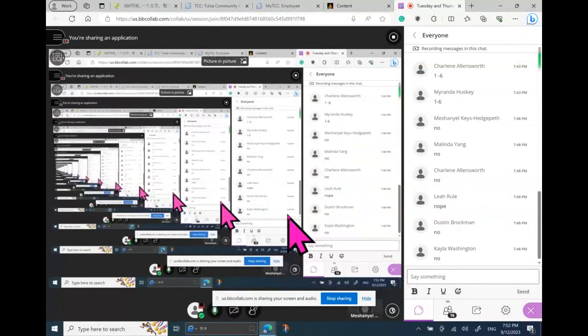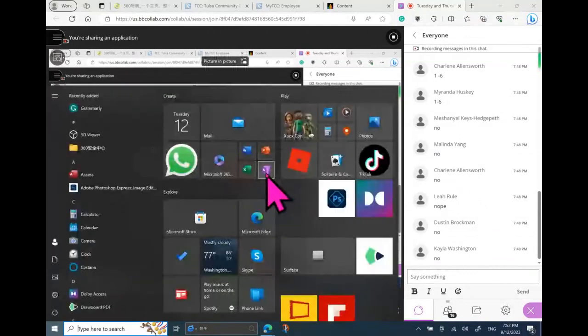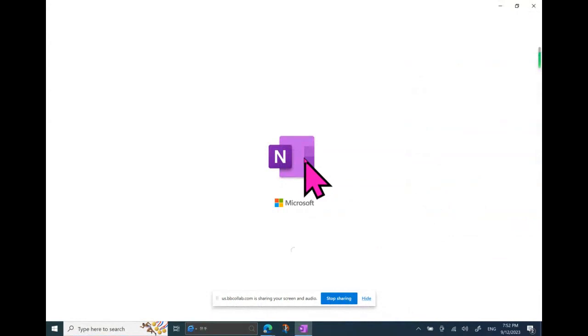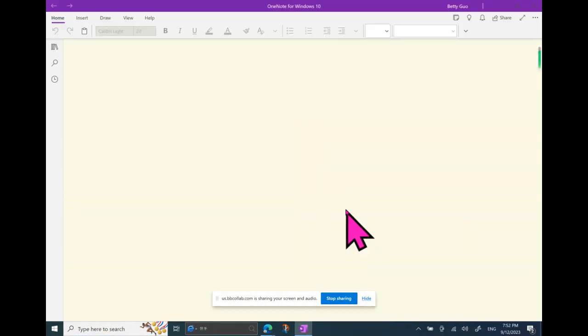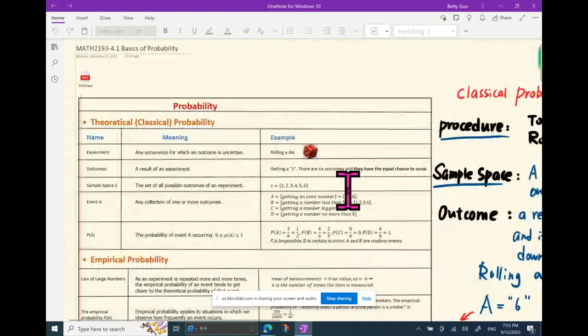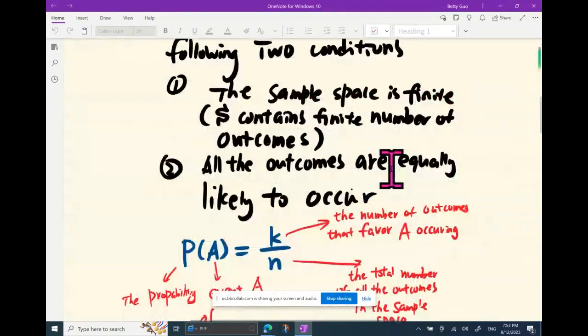Where's my note? Let me double check. I'm recording, I'm sharing. I think my notes just automatically closed. Okay, we're here.